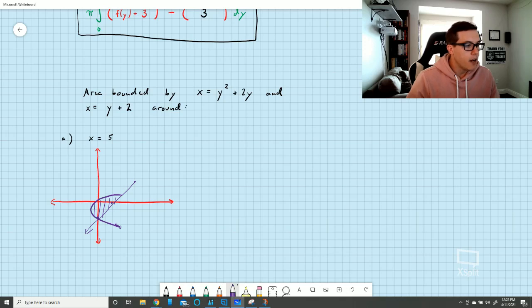And it's rotated around, in this case, x equals 5, which is way over 1, 2, 3, 4, 5, way over here. All right, this is one of the trickier ones.